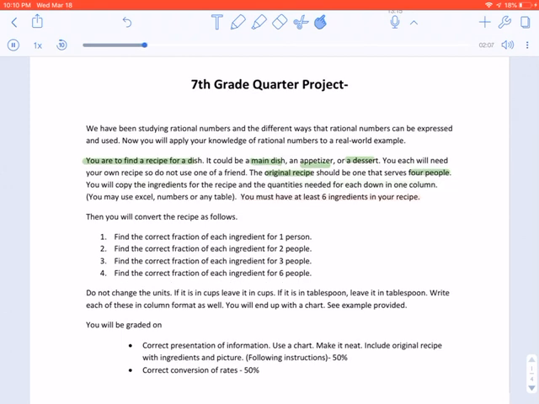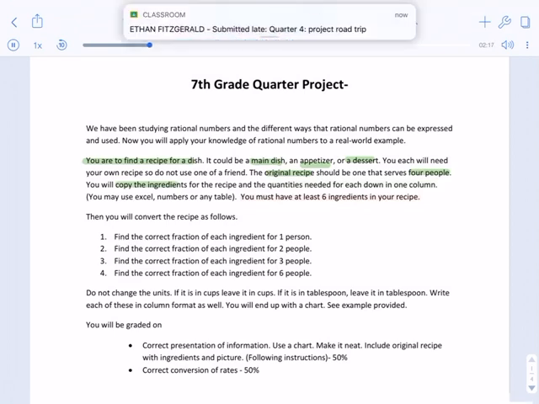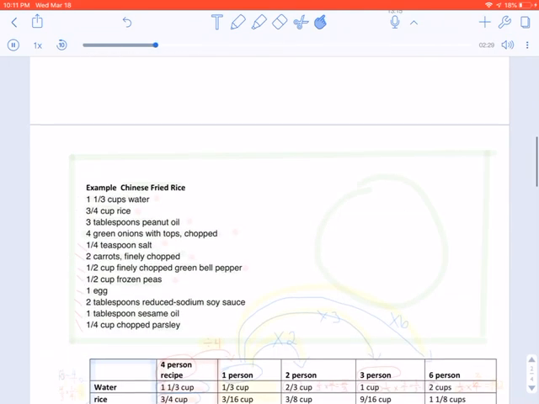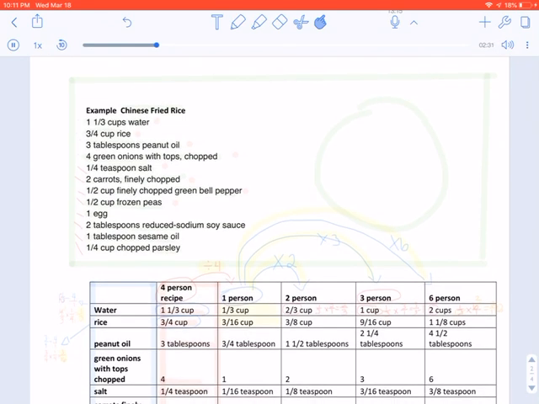Okay, so hopefully by now you have found your recipe. You will need to make sure that you have a copy of the ingredients for that recipe, and the quantities needed for each, in one column. So let me explain to you what I mean. I need you to scroll over to slide 2. And in slide 2, we have the example of Chinese fried rice.